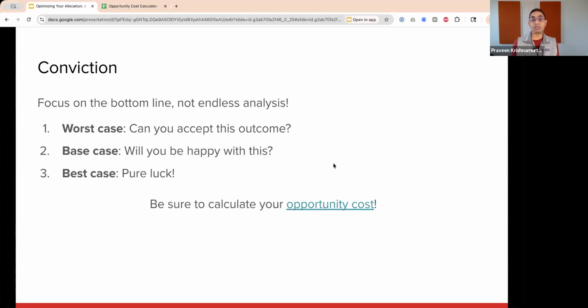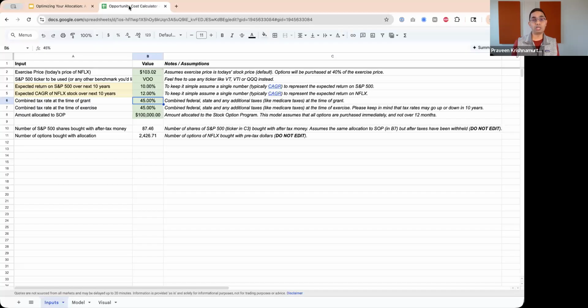And the critical takeaway here is to understand the opportunity cost. What else could these dollars be doing for you? Those are all important questions that you need to ask. To tackle this, I've created a very simple spreadsheet that I'll walk you through right now. It's an opportunity cost calculator.